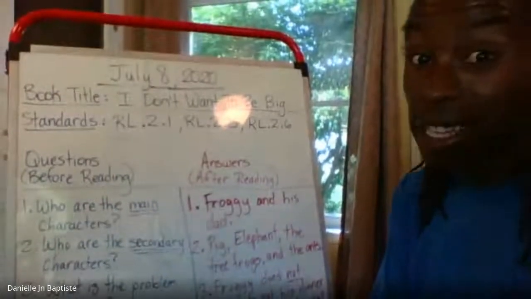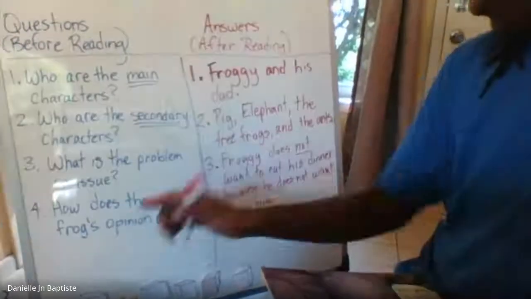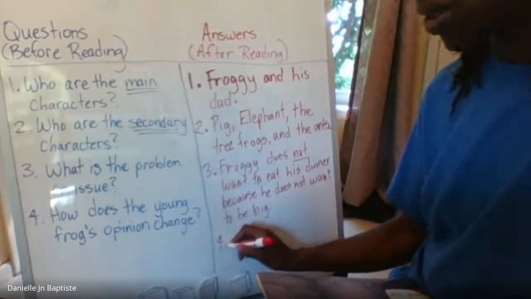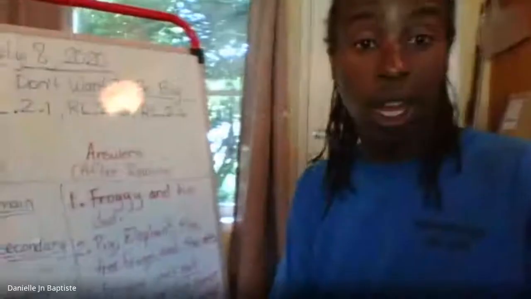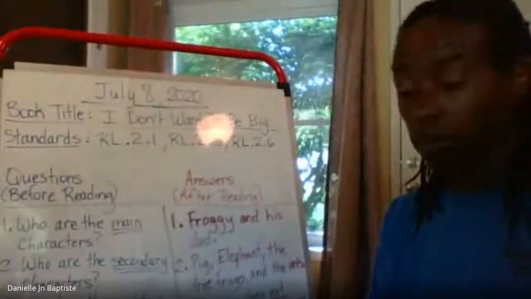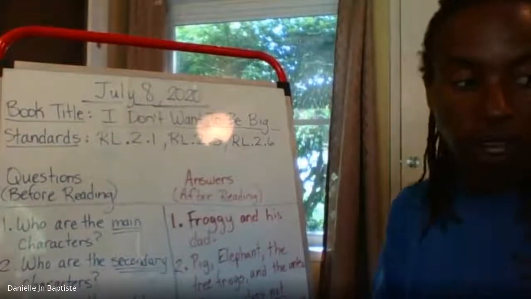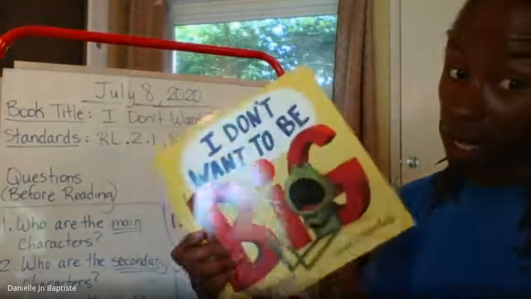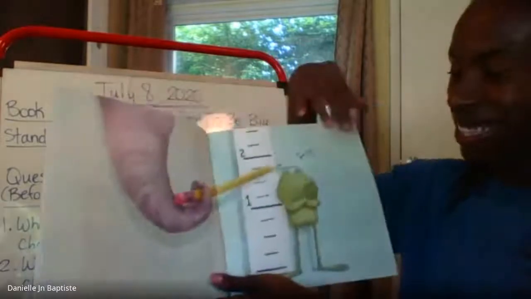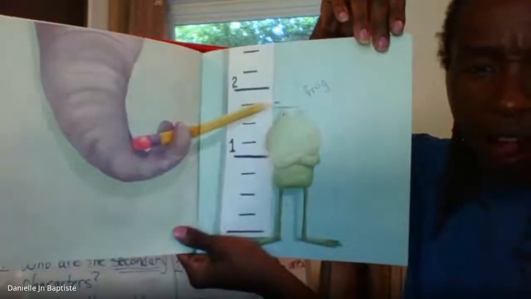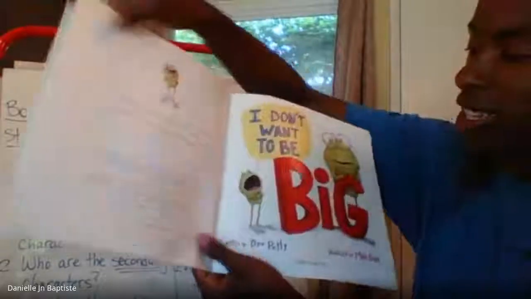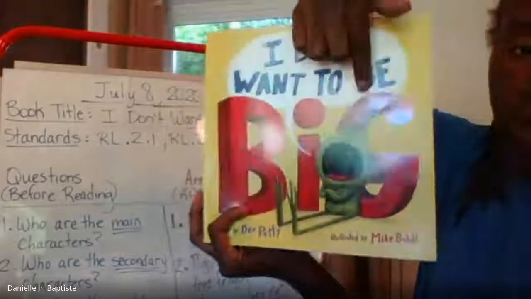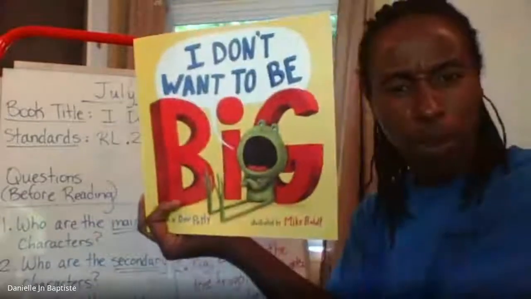Now, the last question. How does the young frog's opinion change? Well, let's see. Let's go through the book and take a look. Well, in the beginning, remember that? Froggy. Look at him, arms crossed. Is he happy in the beginning?